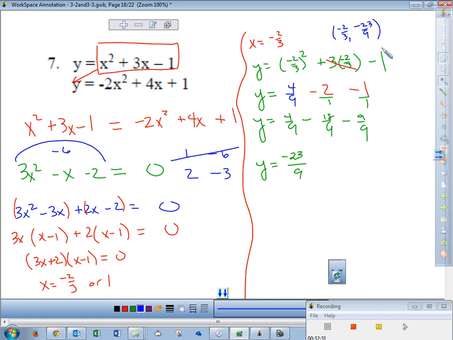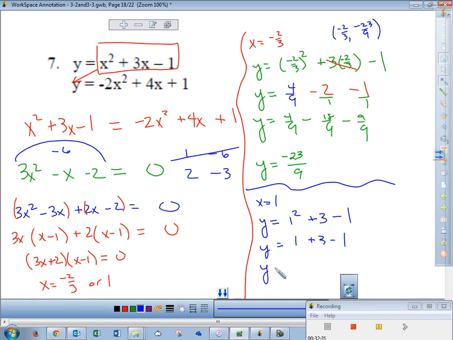Then the other one, piece of cake. X was 1. Y equals 1 squared plus 3 times 1 minus 1. 1 squared is 1 plus 3 more, minus 1. 4 minus 1, y equals 3. So 1, 3. Then that is consistent and independent. Cool.